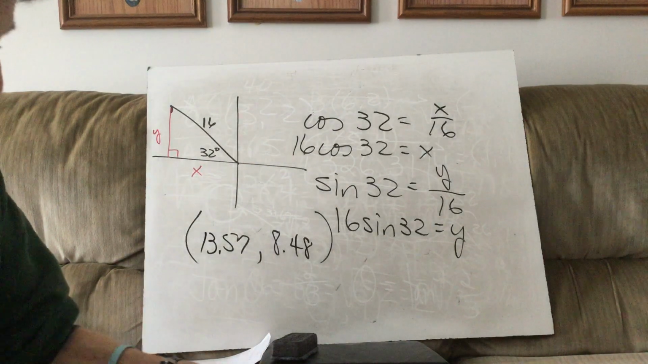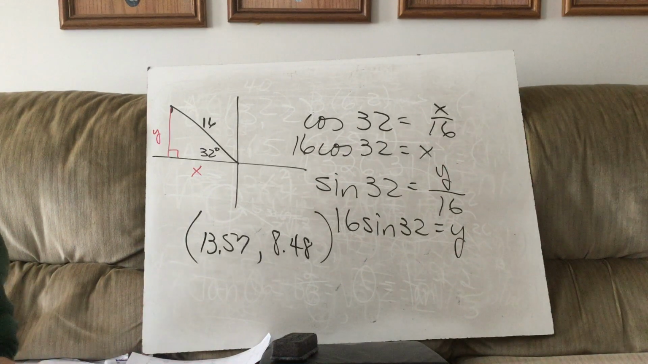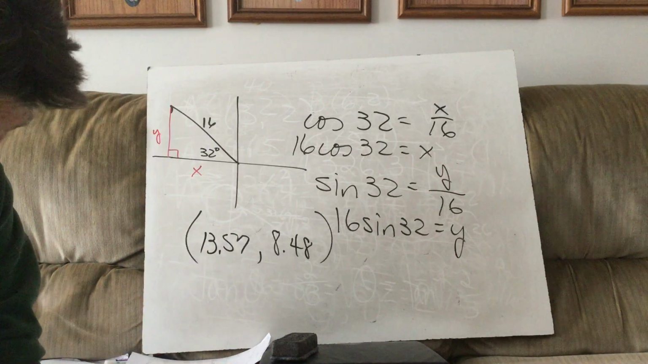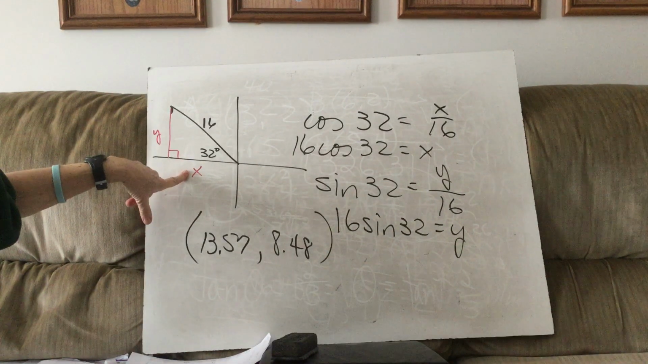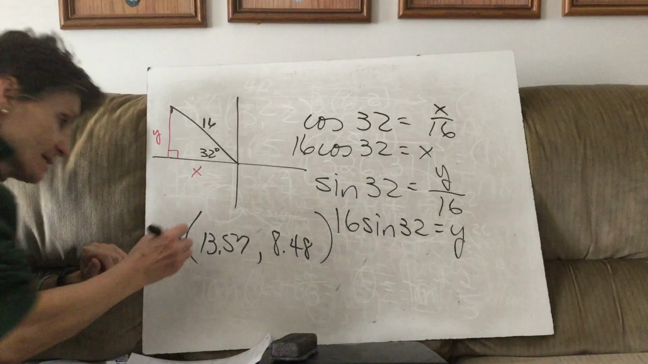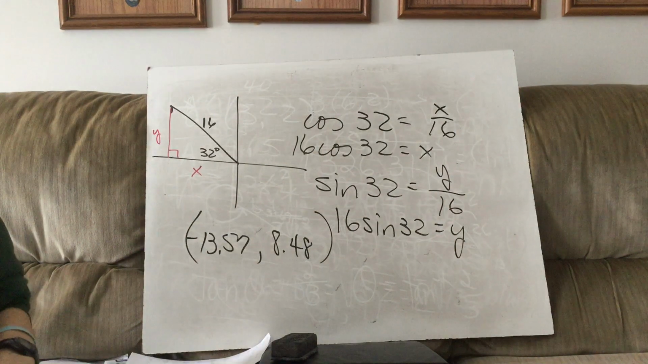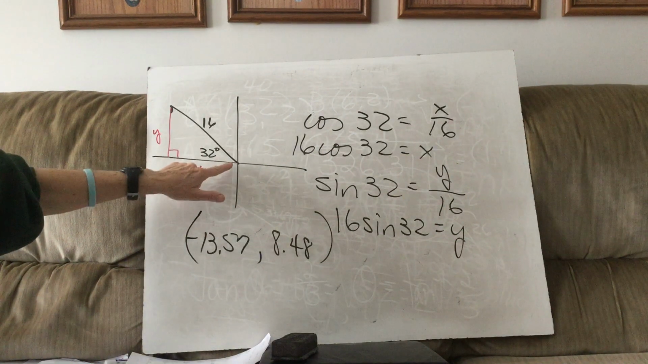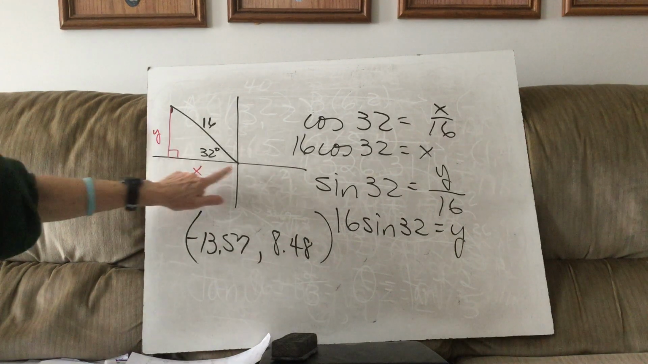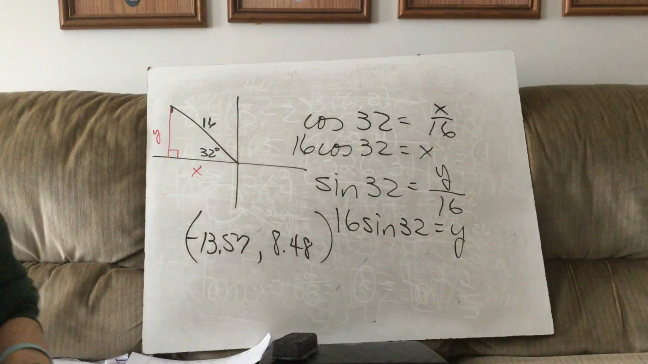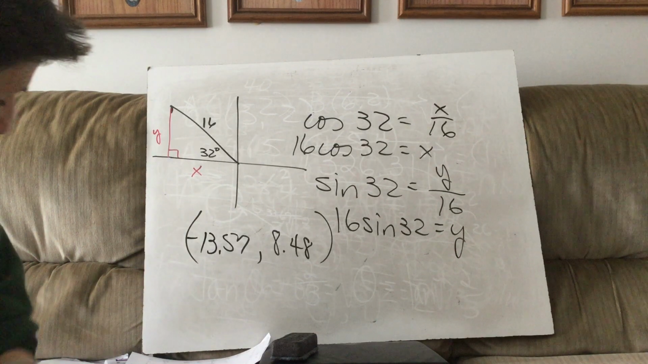Now, one thing you definitely have to pay attention to here, though, this is the tricky part. See where we're located? Whatever x is, it's got to be negative because you're located in the second quadrant, so you're left and up. Y is still positive, but your x you have to make negative because you are in quadrant 2.